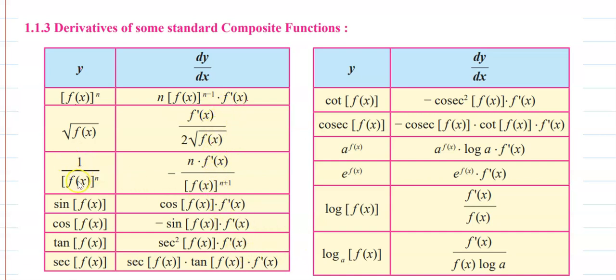ओके. 1/f of x raised to n. यापूर्वी पण आपण डेरिव्हेटिव्ह पाहिला होता. 1/x raised to n चा डेरिव्हेटिव्ह. What was that? Minus n upon x raised to n plus 1. In a similar way, minus n upon f of x raised to n plus 1 into, यामध्ये अजून कोण आहे तर f of x आहे म्हणून त्याने into f dash of x लिहायचं.